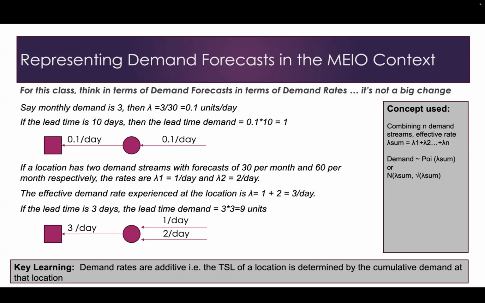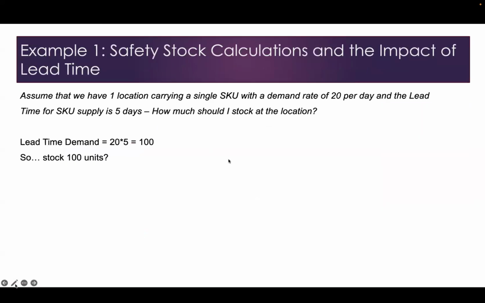But again, the concept that I used here is lambda sum. The total arrival rate is the sum of the arrival rates, and then if your demand is distributed Poisson, the total demand is distributed Poisson with the summed lambda. Okay, so moving on. So let's talk about some conceptual things now.